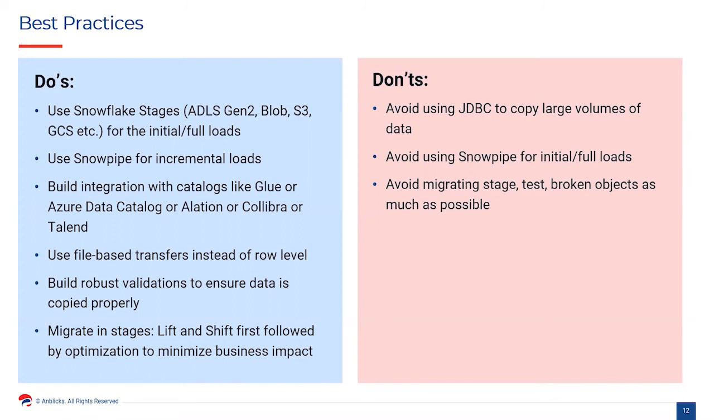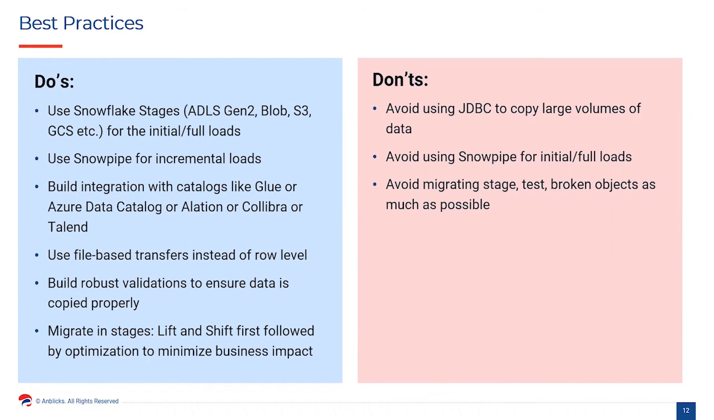And given Hadoop is a file-based system, always use file-based transfers. Don't use row-level transfer because it's going to be a very, very long and painstaking process if you go at a row-level kind of transfer, right? And always build robust validations to ensure data is copied properly, and always do parallel runs. So it's not like you can move the data and the next day you can pull the plug on your legacy environment, right? So at least do, for a few weeks or maybe a month, a parallel run until the confidence is built.